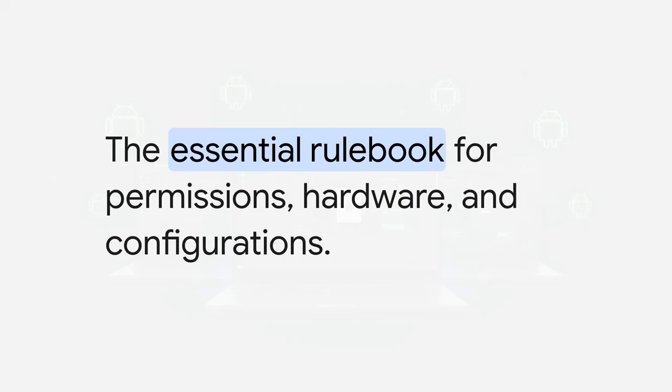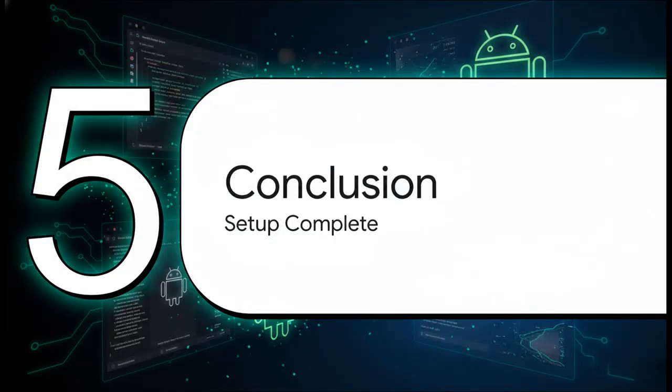But I really want to highlight the AndroidManifest.xml file. Honestly, never underestimate this file. It is the essential rulebook managing permissions, hardware requirements, and your core app configuration. It acts as the strict middleman between your app and the Android operating system itself. If you want to use the camera or connect to the internet, you have to ask for permission right here in the manifest.